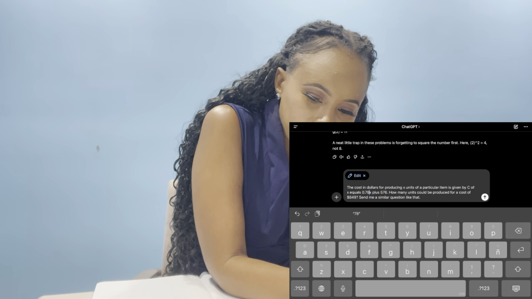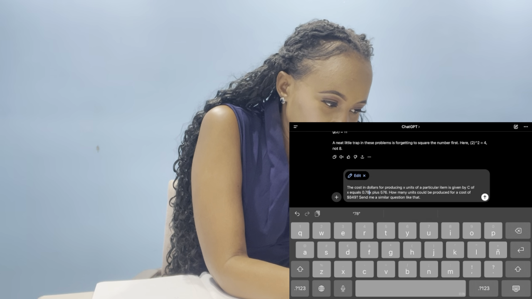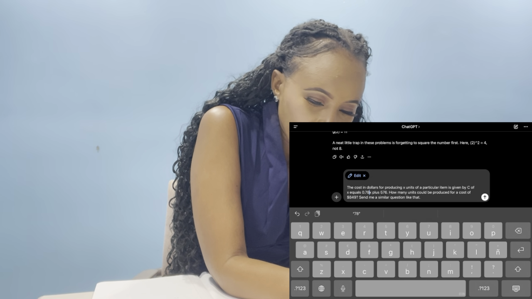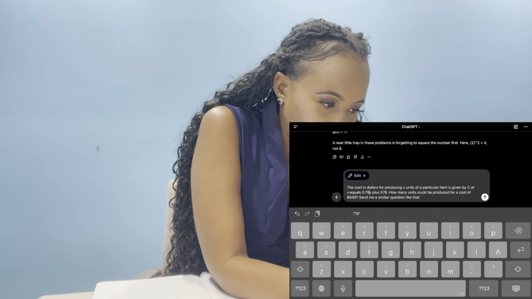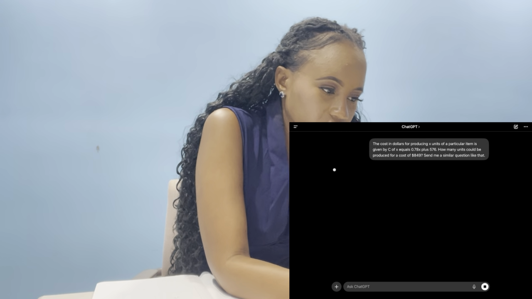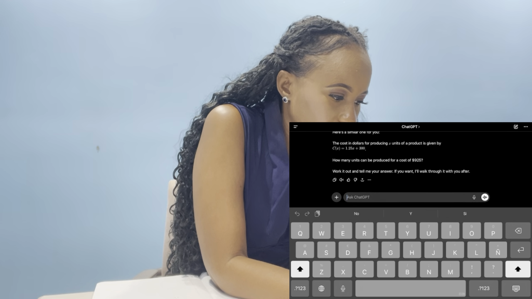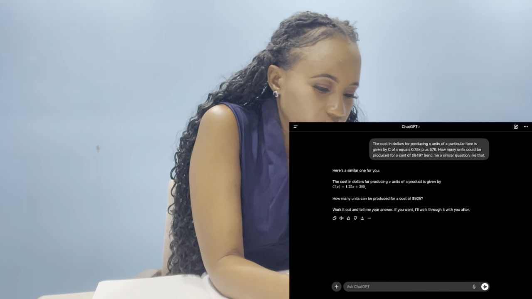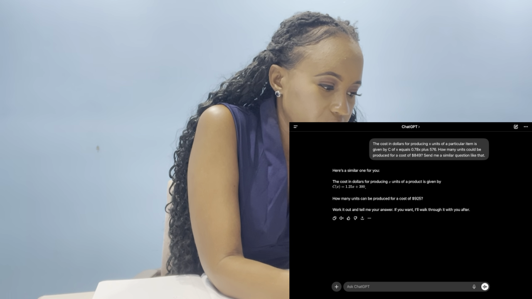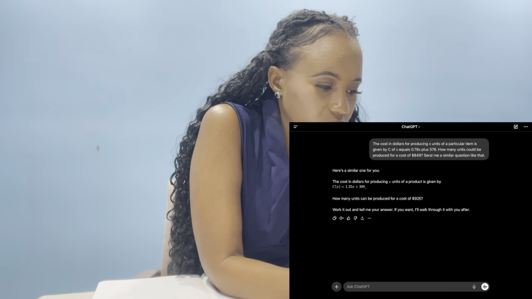The cost in dollars for producing x units of a particular item is given by C of x equals 0.8x plus 576. So if you study a question like that, okay. The cost in dollars for producing x units of our product is given by C of x equal to 1.25x plus 300. How many units can be produced for a cost of $925?